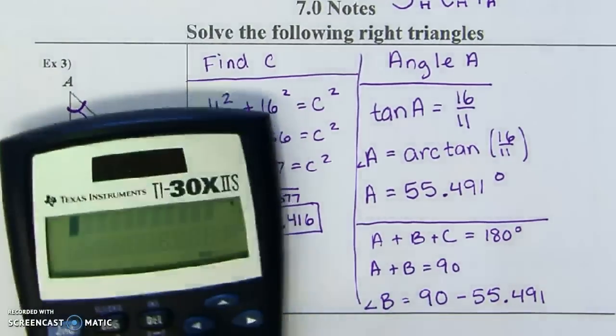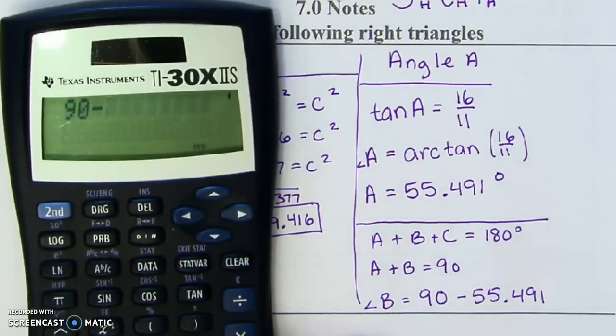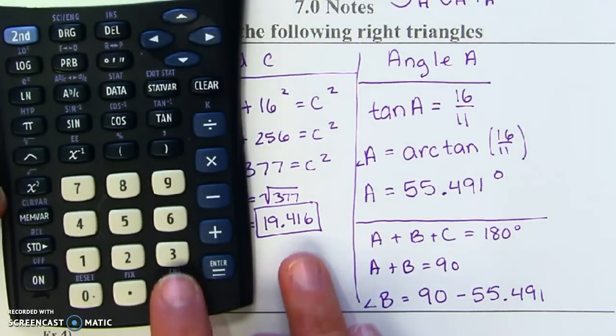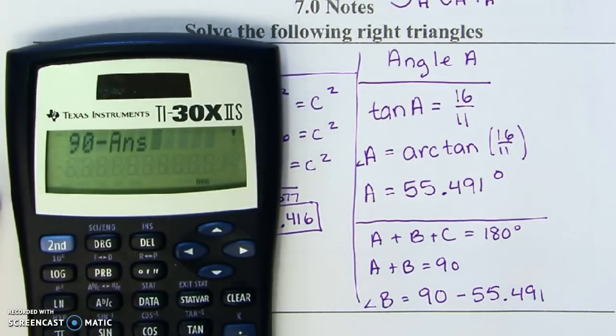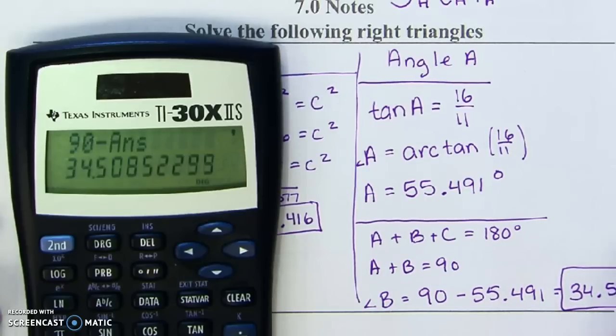I'm going to type that in the calculator. 90 minus, okay, look at this. You could do second minus sign. And what that says is I want to take 90 and subtract my answer from before. And we get that. Is that correct? Yeah, it is. Okay. 34.508 degrees is our measurement for angle B.